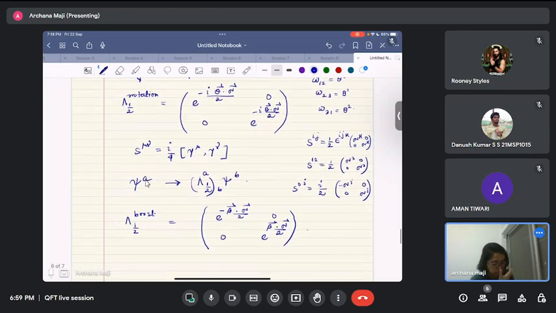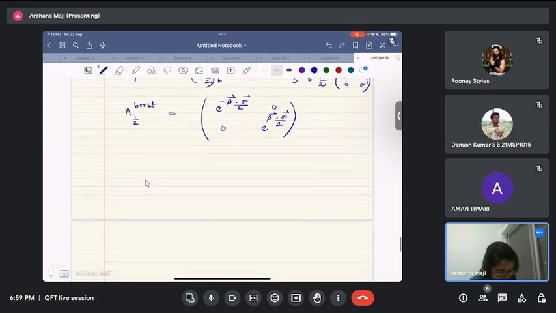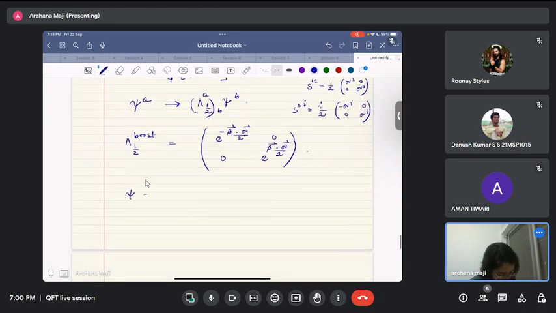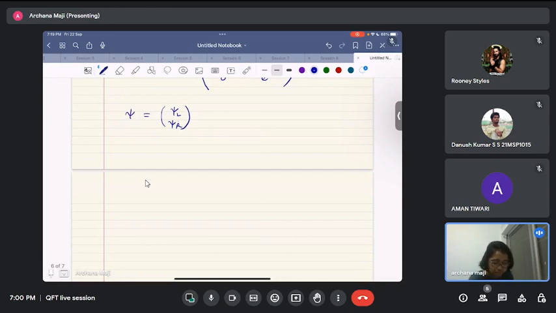Yeah, so this particular form of the transformation matrices helped us to get the Weyl spinors, right? So we wrote a Dirac spinor psi as psi L and psi R, and we saw that they satisfy the Weyl equation for a massless particle.